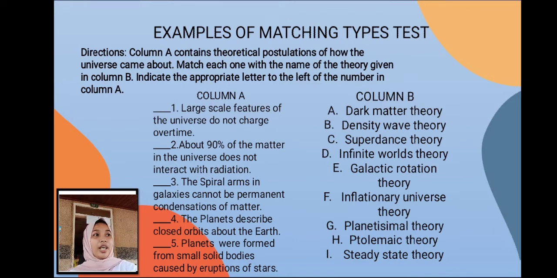Letter A, dark matter theory. B, density wave theory. Letter C, superdense theory. Letter D, infinite worlds theory. Letter E, galactic rotation theory. F, inflationary universe theory. Letter G, planetesimal theory. Letter H, Ptolemaic theory. I, steady state theory.